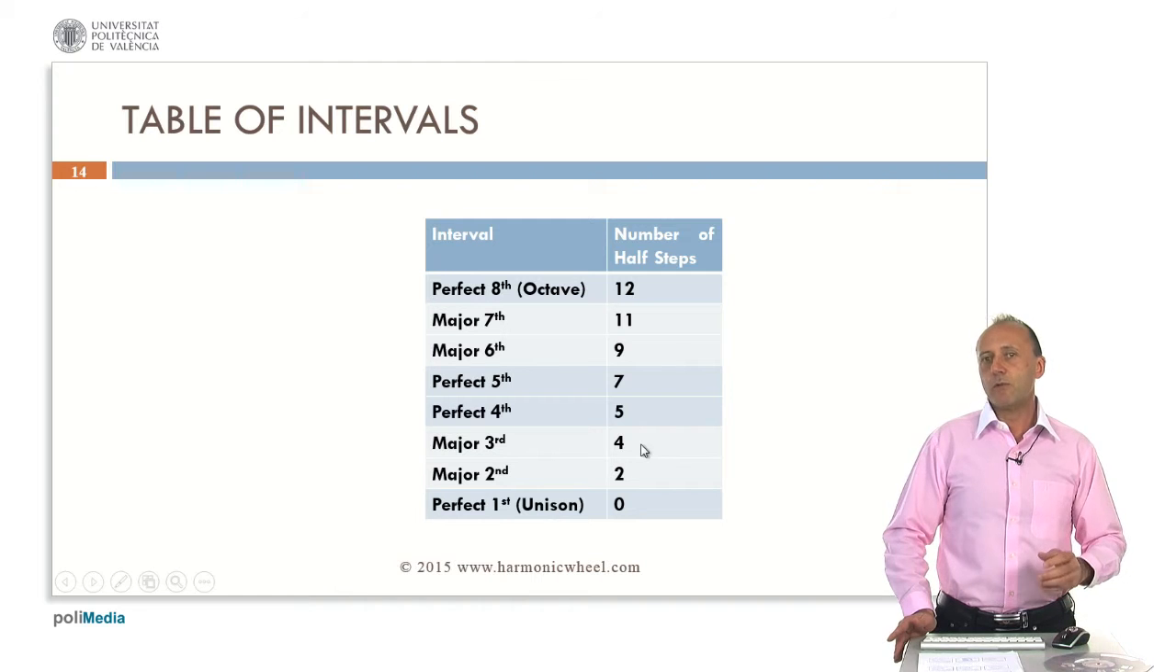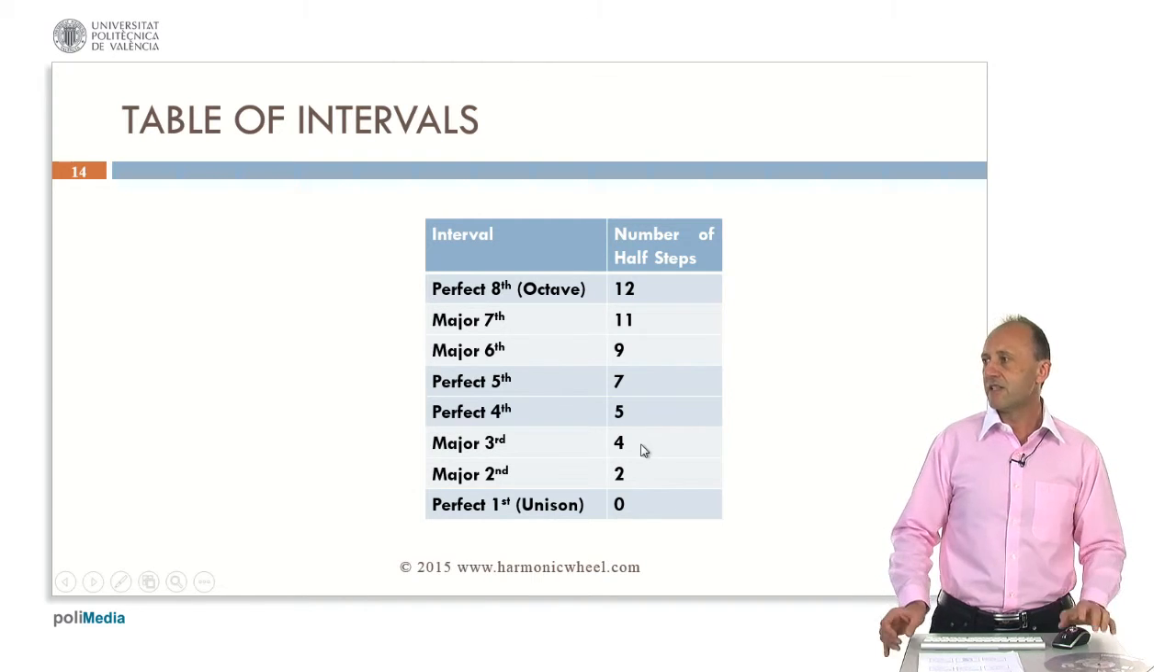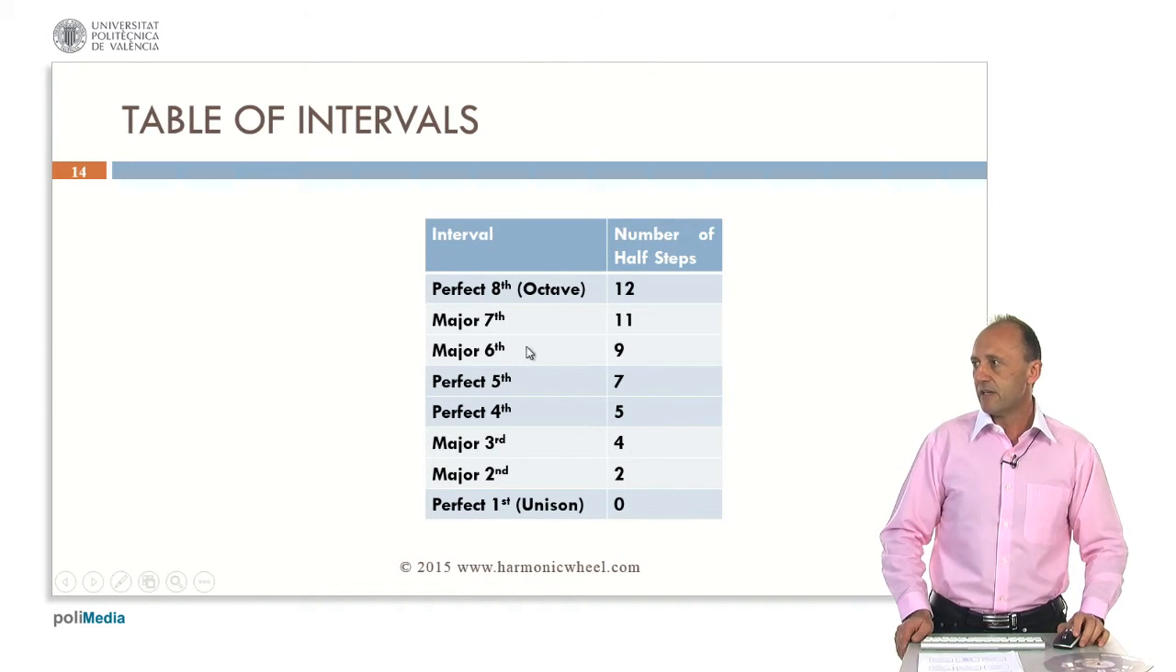For example, from F to D, we have F, G, A, B, C, D, six notes. It is a sixth, and the number of half steps is 9, so it is a major sixth.